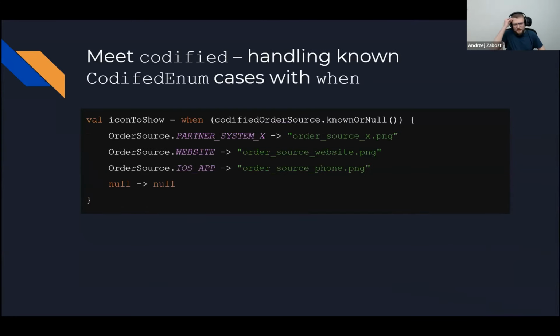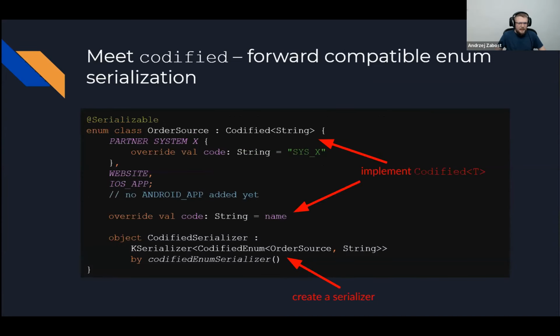Okay, so this last function that I said about, this known or null, is very useful if we simply want to ignore these values that we don't know and we are not aware of them. Like in this example, where we simply don't want to load any kind of icon in our system if the enum was unknown.